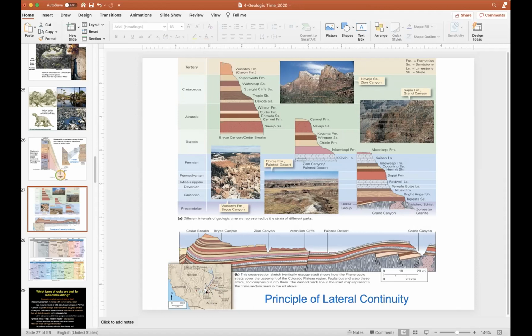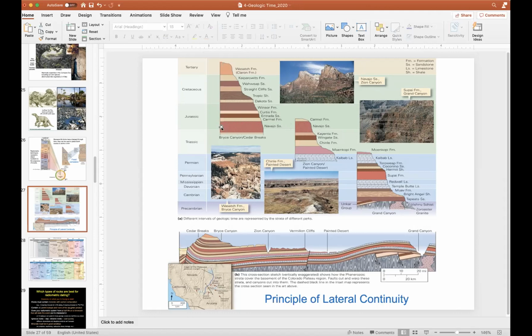Okay, so this is all out in Utah, Arizona, that kind of area, that these parks are. So lateral continuity says those sediments that are laid down extend out in many directions, and so you can find them in different localities, particularly if they record a large period of time. If there's a really thick unit like the Navajo Sandstone, it's more likely to be preserved in a lot of different localities because it was deposited over a long period of time.